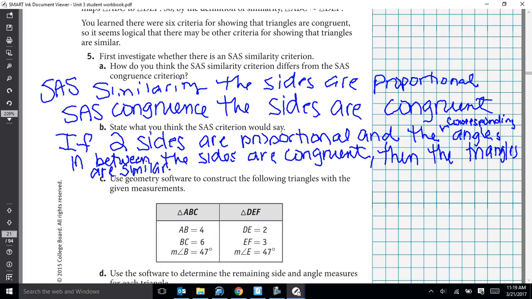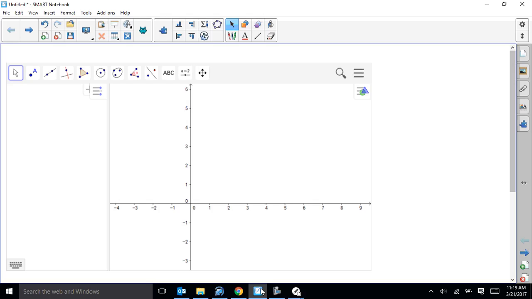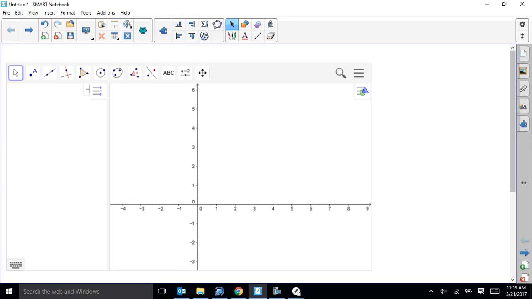All right, so questions on that? Now it says use geometry software to construct the following triangles with the given measurement. So I found something cool this morning. I have this on here. I'm pretty excited. If I can make it bigger, I'd be even more excited.